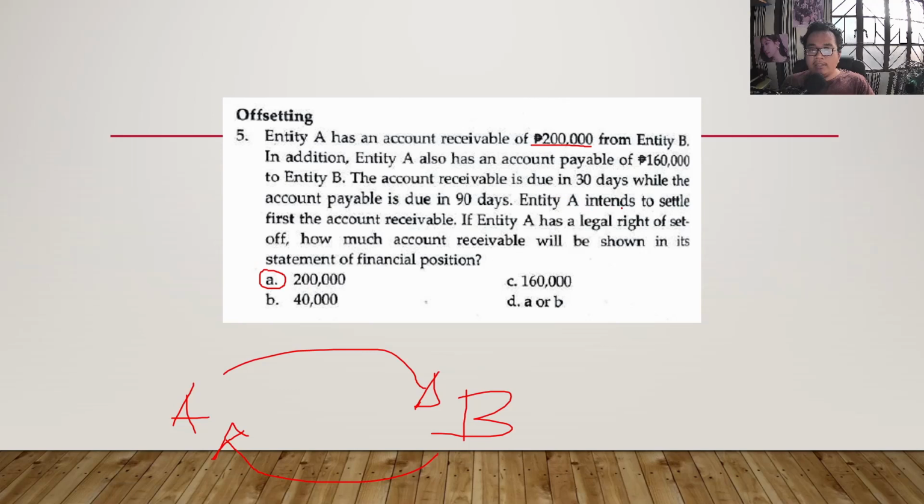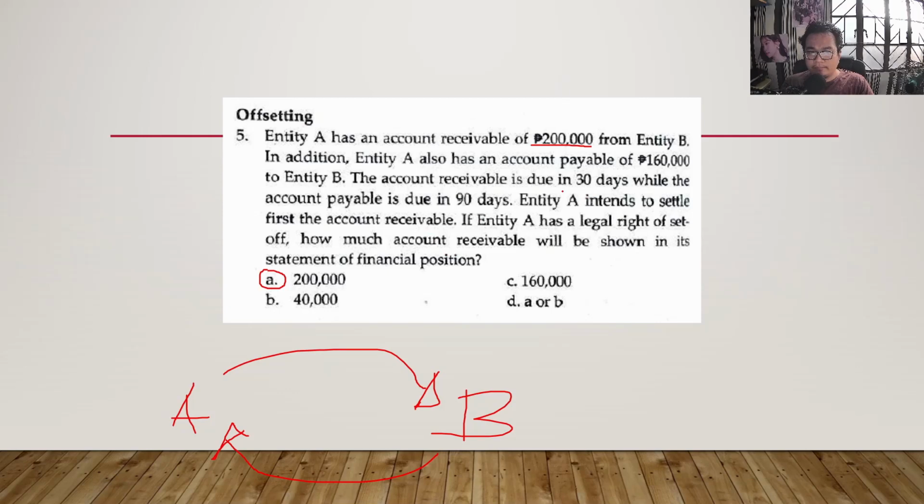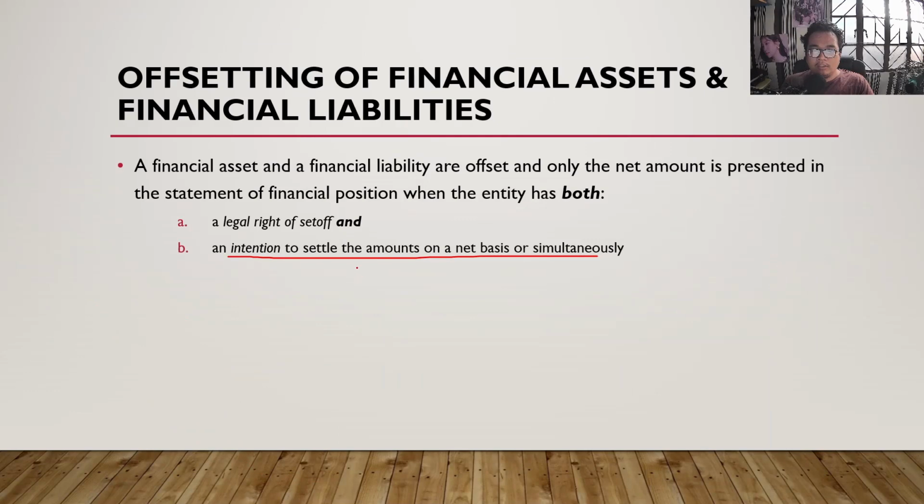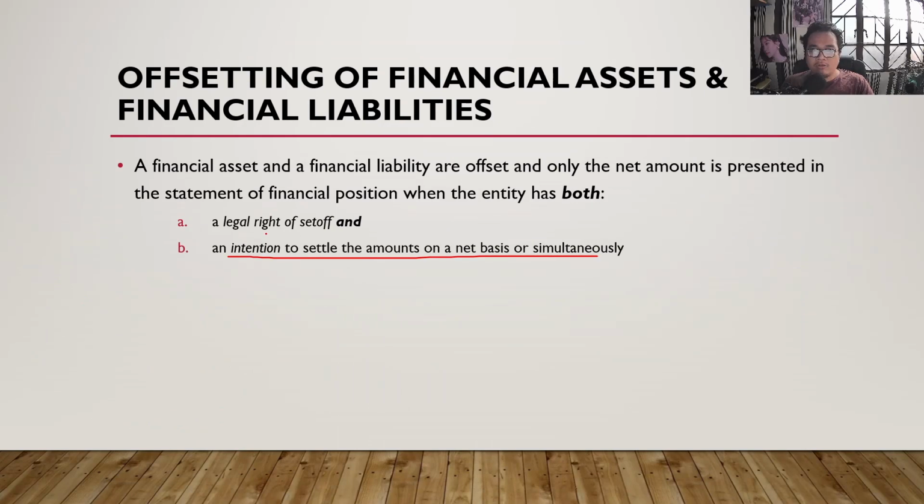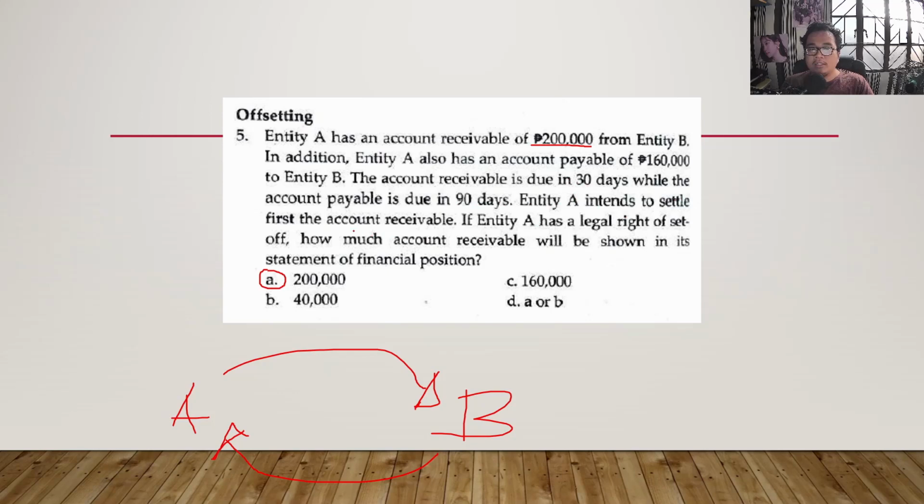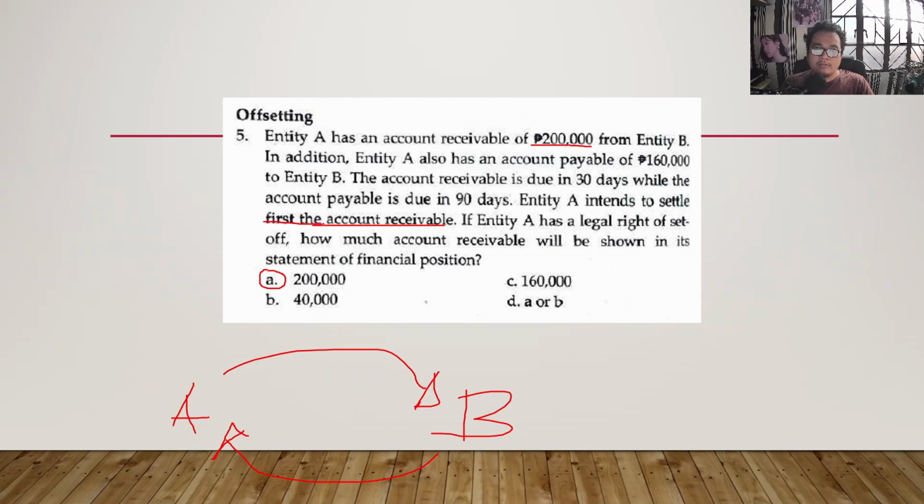So hindi na-satisfy itong second condition natin, kasi entity intends to settle, pero hindi satisfied ang intention to settle the amount on a net basis or simultaneously. Wala eh. Kasi ang plano lang ni entity A, intends to settle first the accounts receivable. Kasi ang accounts receivable niya due in 30 days, accounts payable niya due in 90 days. Pero wala talagang intention to settle the amount on a net basis. Kasi ang intention lang ni A, accounts receivable lang first. Wala siyang intention to settle net basis ng 260. So, since walang intention to settle in a net basis, ayaw niyang i-quits na lang, ayaw niyang i-offset, 200,000 pa rin. Walang nangyaring offset.